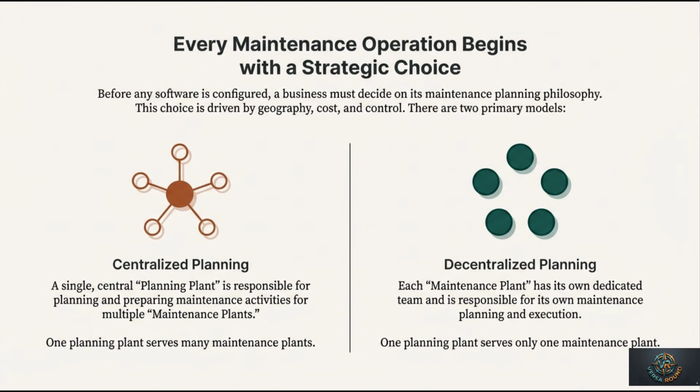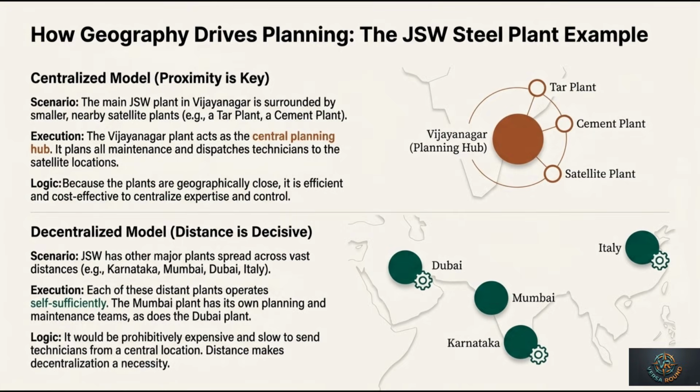However, what happens when your plants are spread across the world? That brings us to the decentralized model. If JSW has a plant in Mumbai, another in Dubai, and one in Italy, you cannot efficiently plan repairs from a central hub. It would be too slow and expensive to send technicians back and forth. In this case, every plant acts as its own planning plant, operating self-sufficiently.